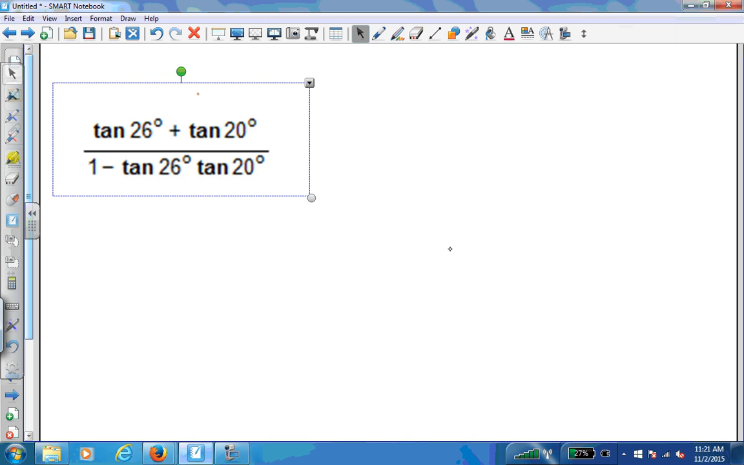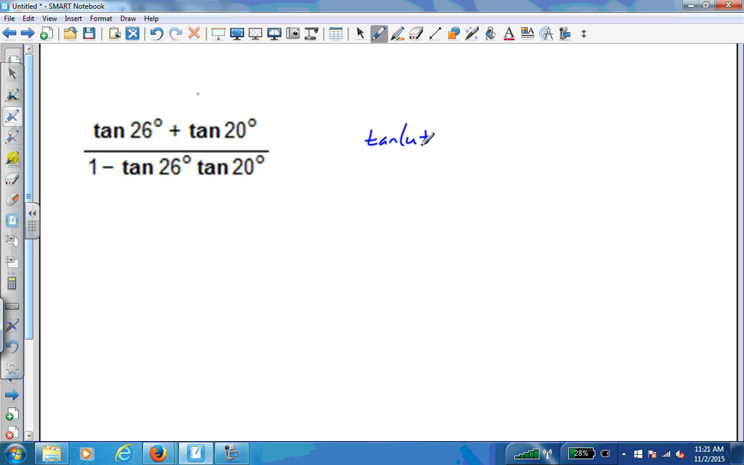All right, this comes from one of our sum and difference identities. Our sum and difference identity for tangent is tangent of u plus or minus v. Let me make sure I tell you this correctly. Is tangent u plus or minus tangent v over 1 minus or plus tangent u times tangent v.